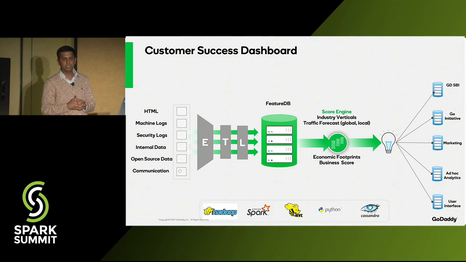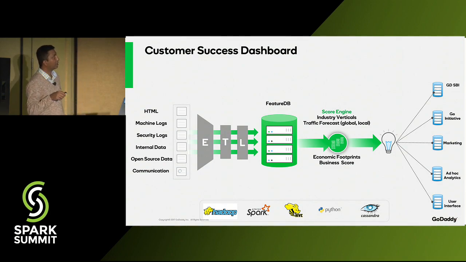I'll also showcase how exactly we're classifying this domain in different industries. This is what our customer success dashboard architecture looks like. Different logs are coming in: HTML content, machine logs, security logs, internal data, open source data, and communications. All this data goes into ETL pipelines, and we create the feature DB out of that. We use a lot of regex and natural language processing packages to convert this text or the machine logs to numbers, either binary numbers or scaled numbers from 0 to 100 or 0 to 10. We create around 120 features out of these logs.